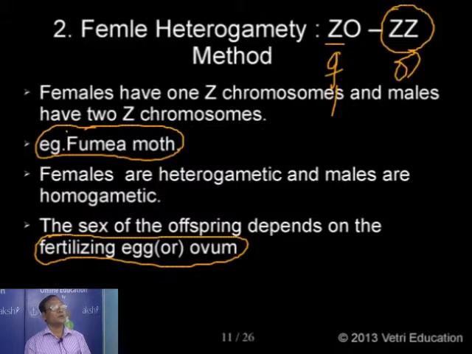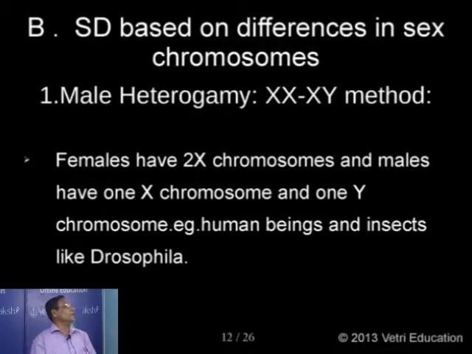So in the case of cockroaches or grasshoppers or bugs, the sex is determined by the male, and in the case of the female moth, one type of moth, here the sex is determined by the female. Okay? Now let's see the next type of sex determination, the second method. This is based on the nature of the sex chromosomes. Here there is no decrease in the number of chromosomes. Either the male or female, they have the full complement of chromosomes.